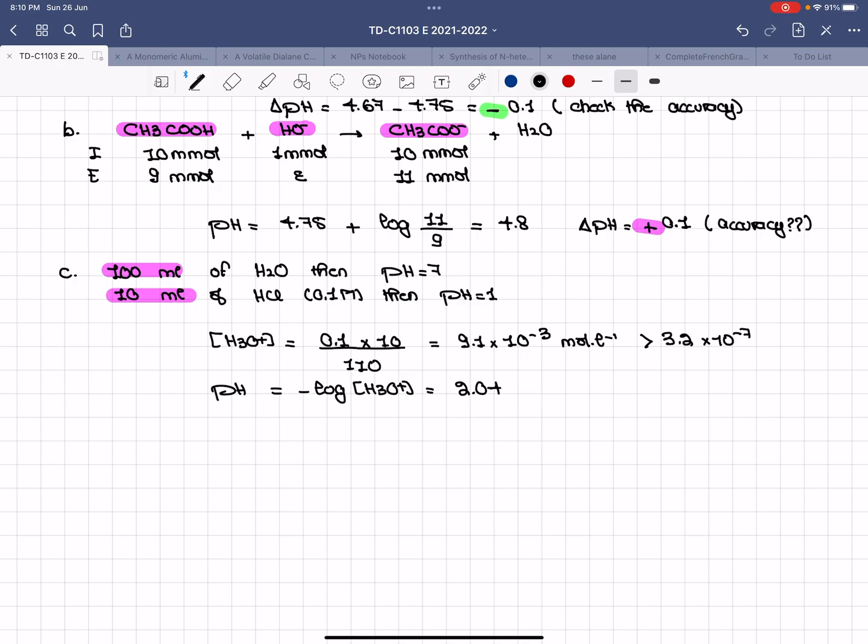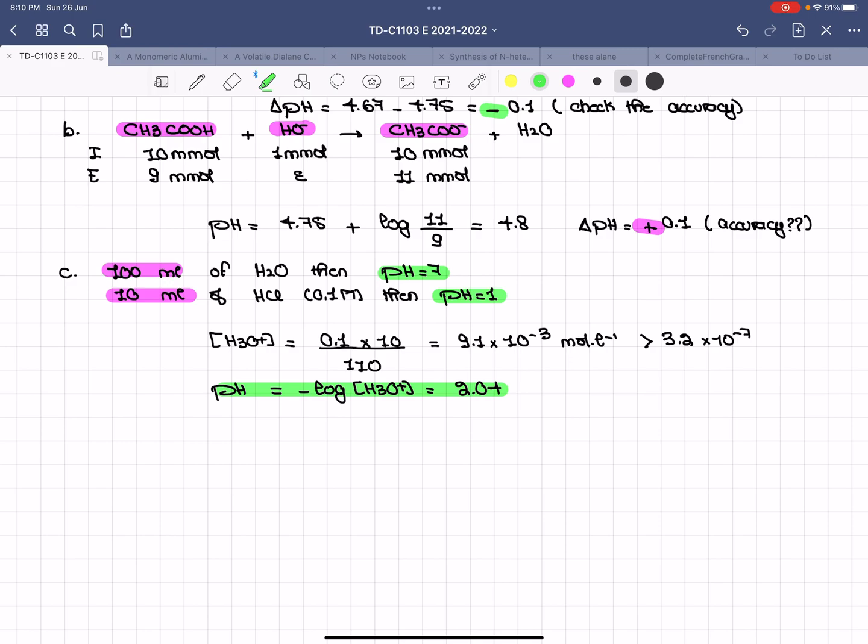Now the idea, let's compare it with the HCl solution. Let's compare this pH and this pH, and the pH of H2O. Basically, when you add a strong acid to water, the pH will change from 7 to 2.04. However, notice the value, 7 to 2.04. This is for pure water.